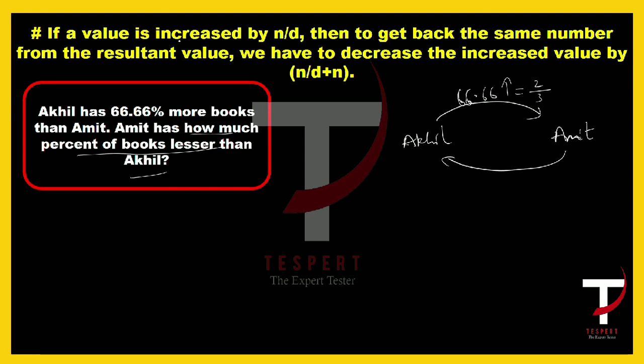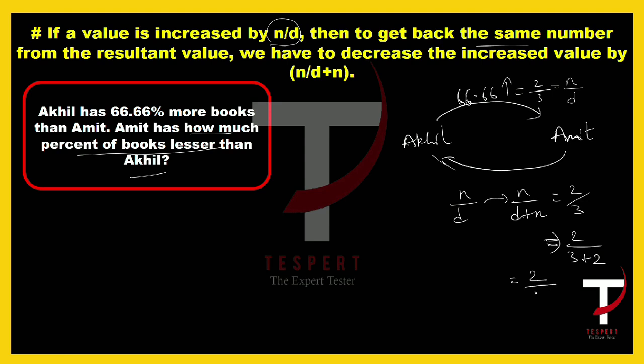So if the value is increased by n by d, here what is n by d? 2 by 3 is n by d. Then to get back to the same number, we have to decrease the increased value by n by d plus n. So 2 by 3 must become 2 by 3 plus 2, which is equal to 2 by 5. To convert any fraction into percentage, we must multiply it with 100. So 2 by 5 into 100 is equal to 40%, right?